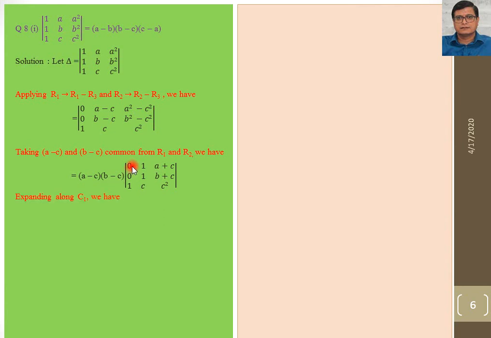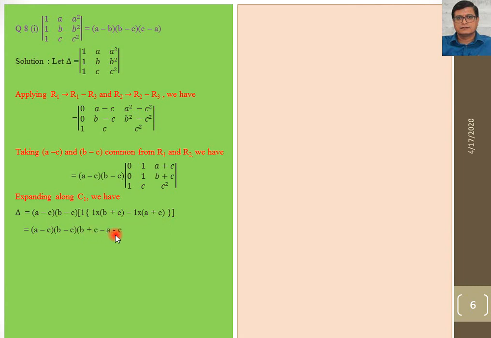So expanding along C1, we have a minus c, b minus c, and this 1 into, because this element is non-zero here. Because these elements are 0, the product of 0 with other elements is also 0, so we don't take those values; we directly write the non-zero value. So 1 is non-zero here, so this non-zero value comes here, multiplied by, hiding the third row and first column, 1 into b plus c minus 1 into a plus c. So we get this answer. Then we simplify this bracket value.